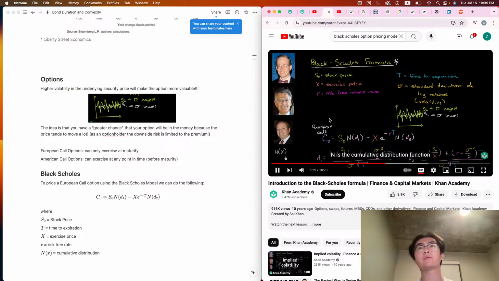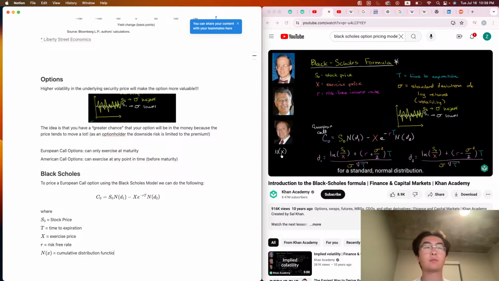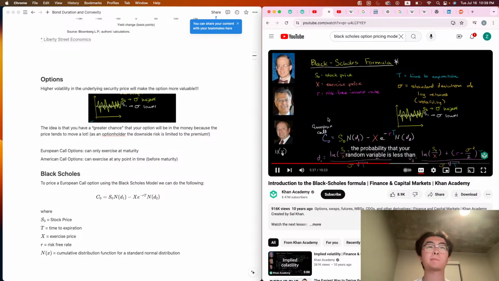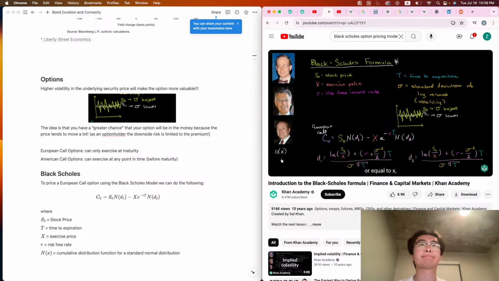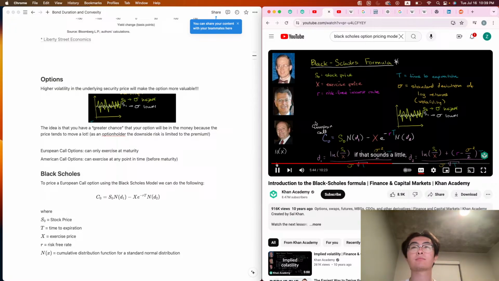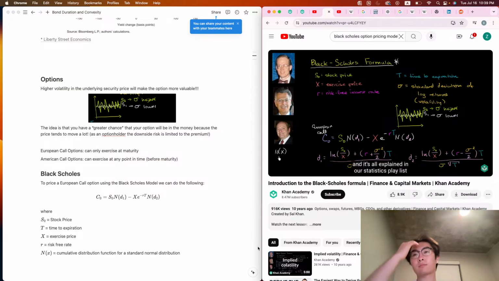Cumulative distribution function for a standard normal distribution. I know that might seem a little bit daunting, but you could look at the statistics playlist and it shouldn't be that bad. This is essentially saying for a standard normal distribution, the probability that your random variable is less than or equal to x. It's a probability, so it's always going to be greater than 0 and less than 1.